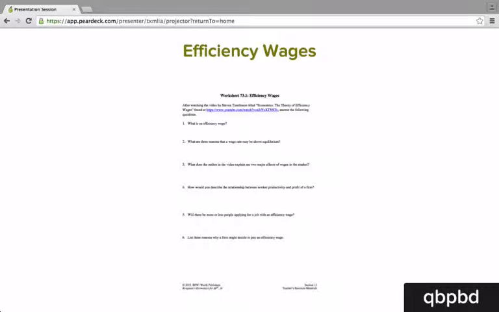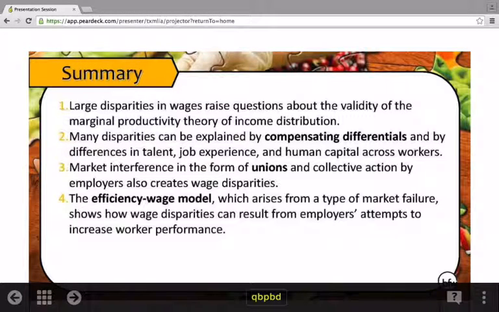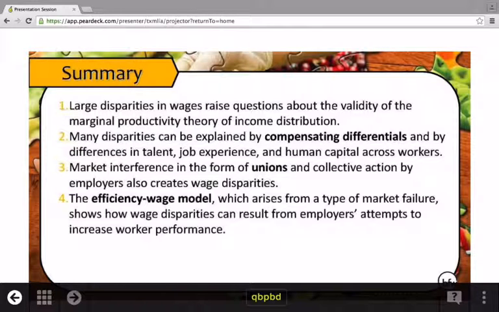Here's an activity on efficiency wages that we will do in class. And now, here is a summary of the major understandings and learnings that we've gained from this module. And this concludes our look at Module 73, Theories of Income Distribution.